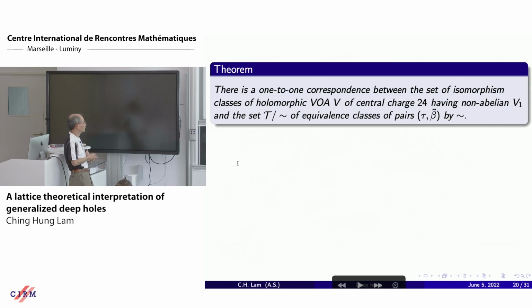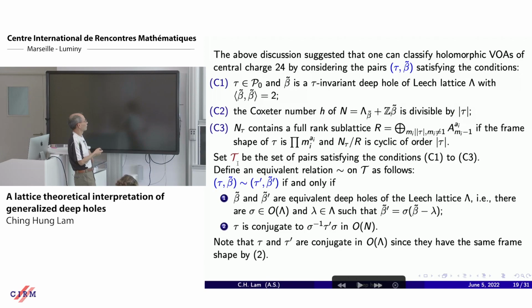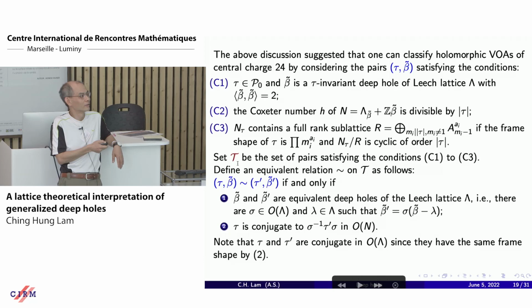All right, so here is one of the theorems. Essentially, the theorem is that there is a one-to-one correspondence between the set of holomorphic real semi-char 24 having non-abelian V1, meaning the semi-simple one, and the set T over this relation. So I just go back to this. The two conditions: first, these are equivalent deep holes, which basically means they define the same Niemeier lattice for me. And second, tau and tau prime are conjugate inside the orthogonal group of N. So you can see these two conditions are in fact very much just related to N. You start with an equivalent deep hole, so it's equivalent to saying a Niemeier lattice, and then the conjugation here also.